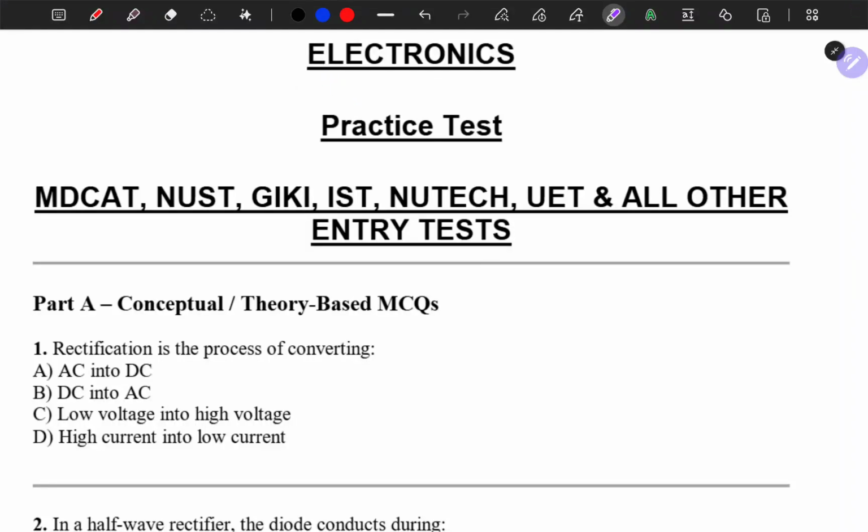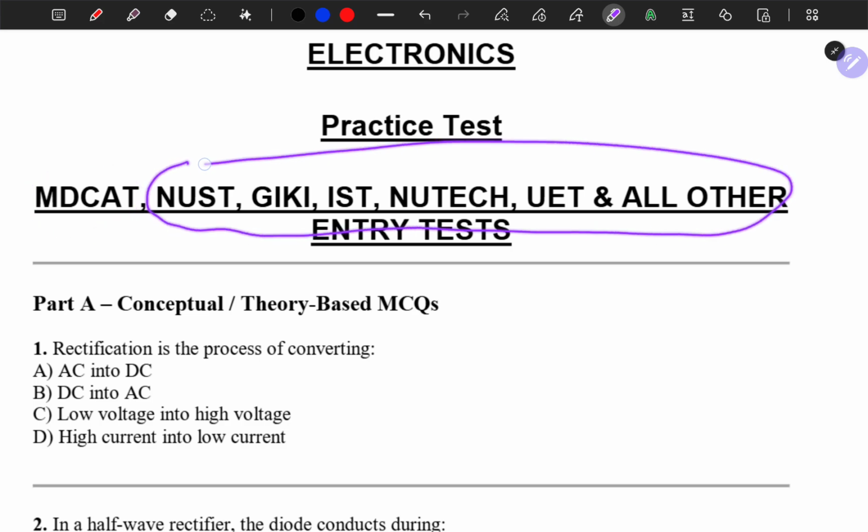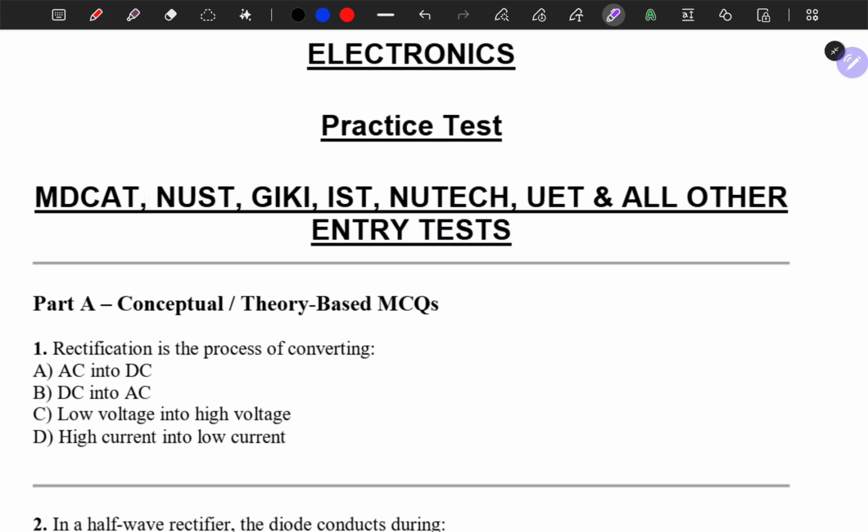Electronics, class 12, practice test, specially designed for MDCAT, but the other universities which I have mentioned here, specifically the entry tests conducted for engineering universities, that test can also help those students.